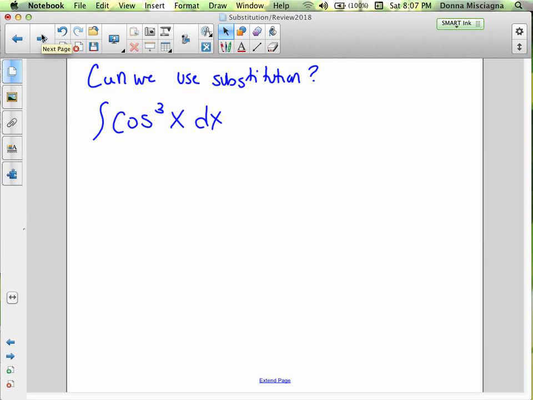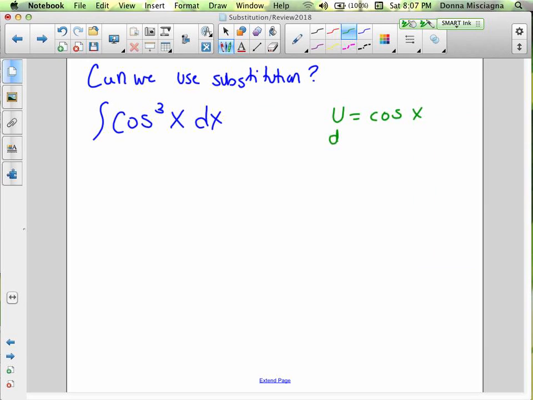Can we use substitution? Well, let's see. If we let U, we don't have much there, so if U is cosine x, then we'd have U cubed. Then the derivative of U with respect to x would be du dx. The derivative of cosine x is negative sine x. But we don't have any sine x. Oh no, what to do?